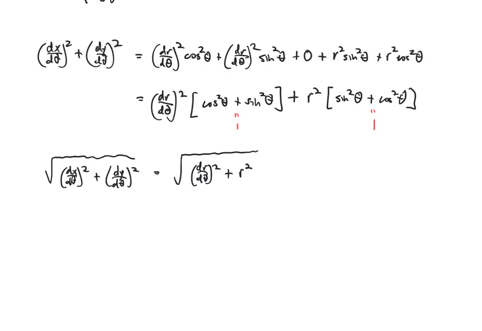Okay, so if we plug all of this back into our arc length formula, we're going to get that the arc length is equal to the integral. We're going to go from alpha to beta of the square root of dr d theta squared plus r squared, d theta. And this is our arc length formula. Let me highlight this guy.